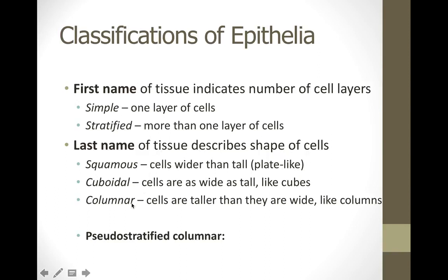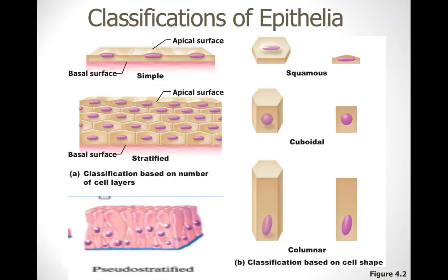We also have a type of cell called pseudostratified columnar, which basically appears to be stratified, but it's just in appearance. So in reality, pseudostratified columnar would be one layer of columnar cells that appear to have multiple layers.